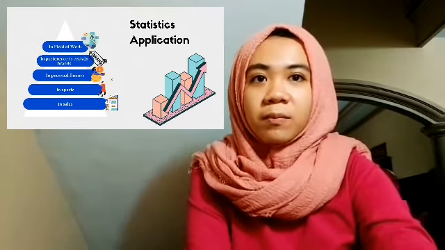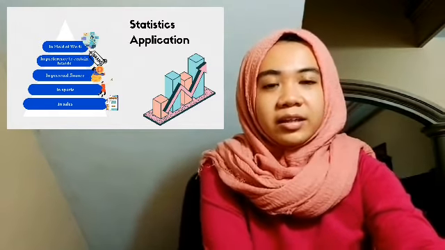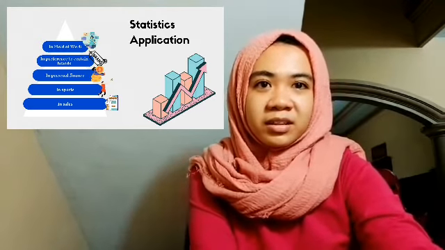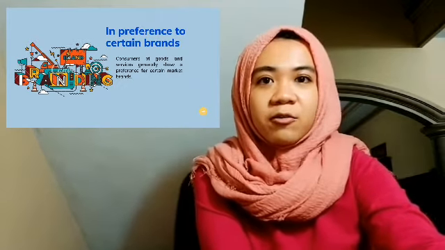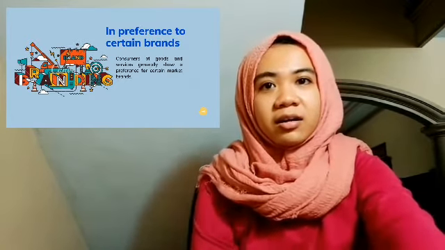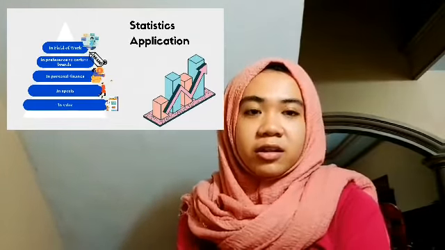For example, a workplace accident prevention plan is prepared based on the data collected regarding the risk factors present in business activities. 2. In preference to certain brands, consumer goods and services generally show a preference for certain market plans. This trend is a product of statistical thinking according to which the durability, quality, and satisfaction level are represented by these brands.